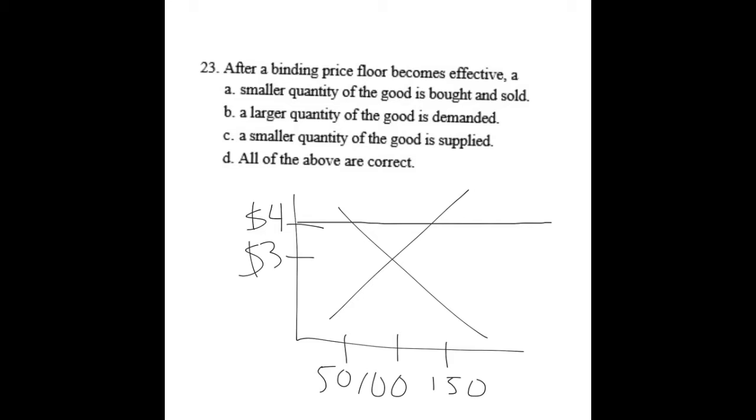So going through the multiple choice question, after a binding price floor becomes effective, a smaller quantity of the good is bought and sold. Going through these other items, a larger quantity of the good is demanded. Well, that's not true. We saw the quantity demanded decreased from 100 to 50. A smaller quantity of the good is supplied. Well, that's not true. We saw the quantity supplied, what suppliers want, is going to increase. Okay? And obviously, that's not correct either.